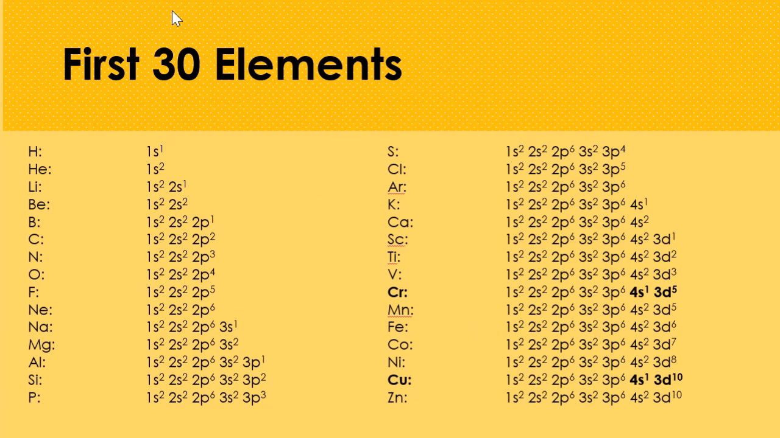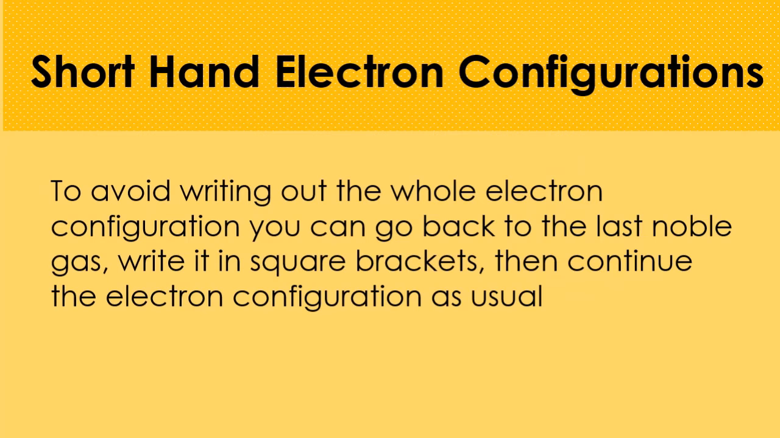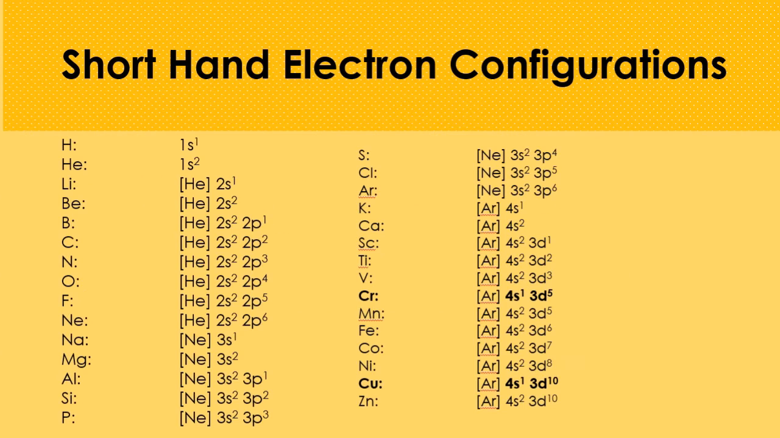So here's a summary for the first 30 elements. Have a look at some of the extra notes on how you write using shorthand expression, where helium represents 1s2, neon represents the first 10, and argon represents 18.